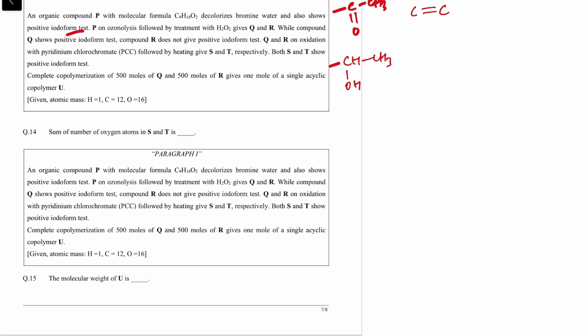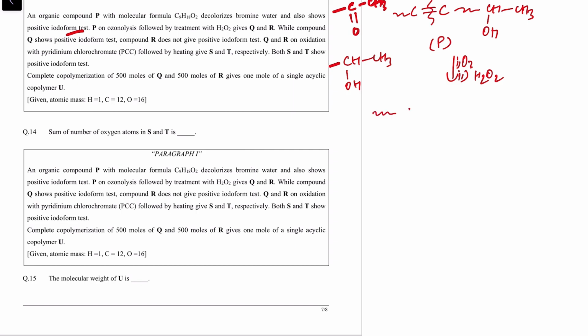All right. Now we cannot have a keto because that would require the presence of one more degree of unsaturation. So we have to have a secondary alcoholic group here. All right. So this is something like CH, OH, CH3. When P is ozonolyzed followed by treatment with H2O2, it gives Q and R. All right. So this bond breaks.